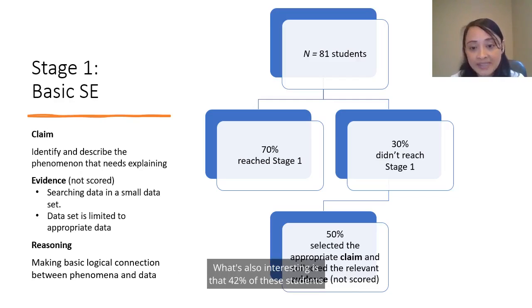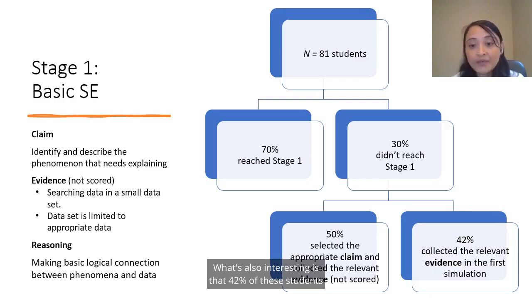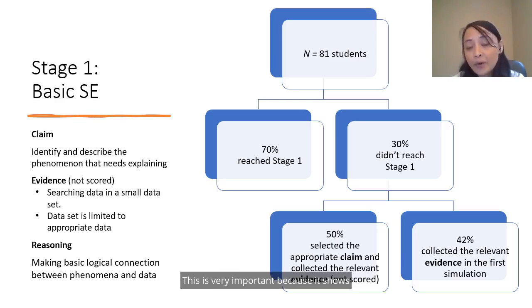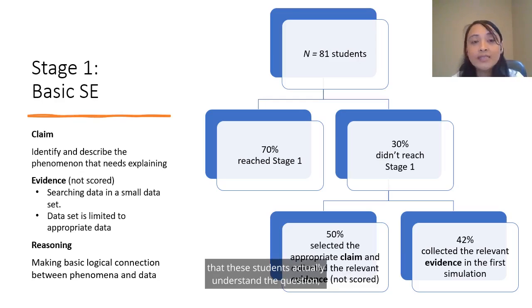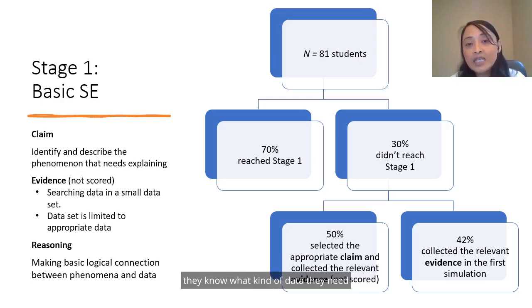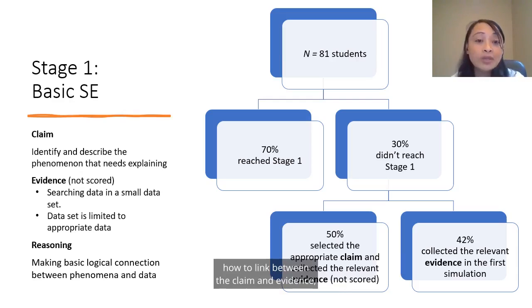Now, what's also interesting is that 42% of these students who did not reach stage 1 actually collected the relevant evidence in the first simulation. This is very important because it shows that these students actually understand the question. They know what kind of data they needed to support their claim. So the data that they collected was not a random data set. This was not a random simulation, which actually showed that they were able to generate evidence to support their claim. The problem is that they didn't know how to link the claim and evidence and provide the correct reasoning.